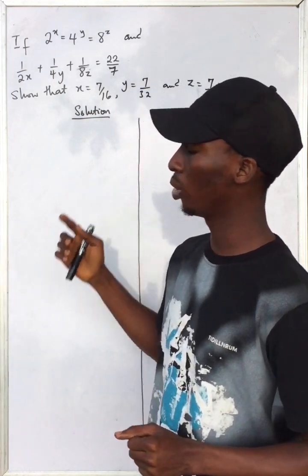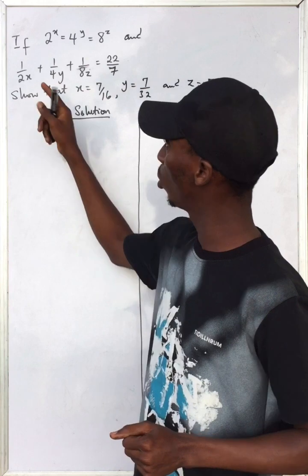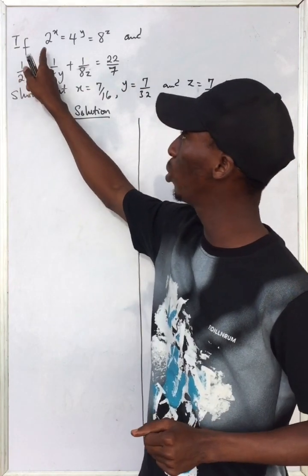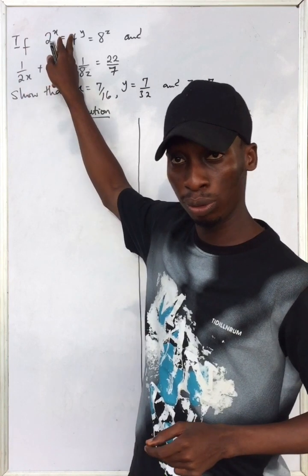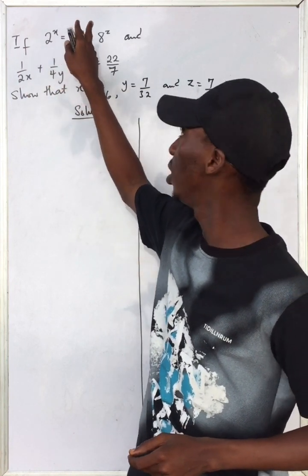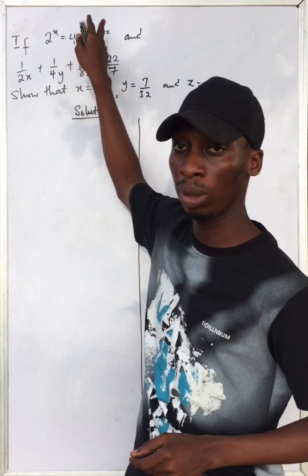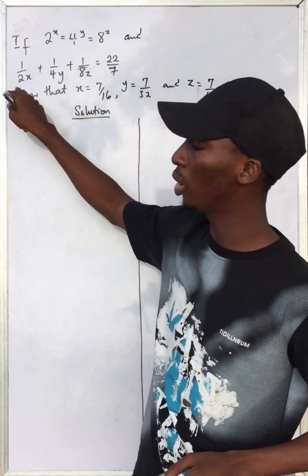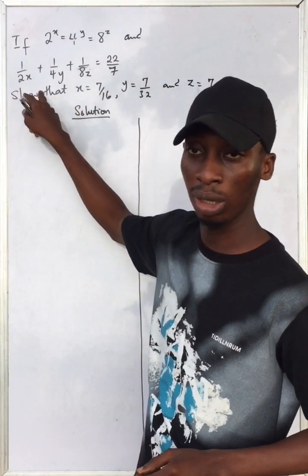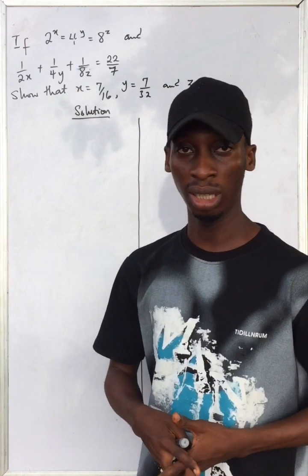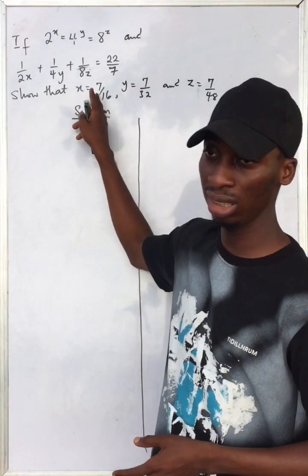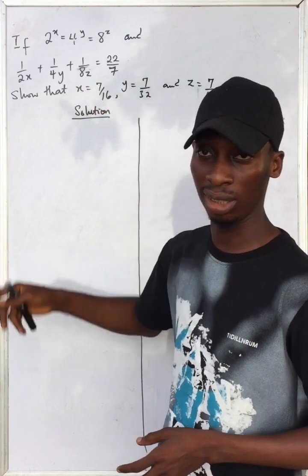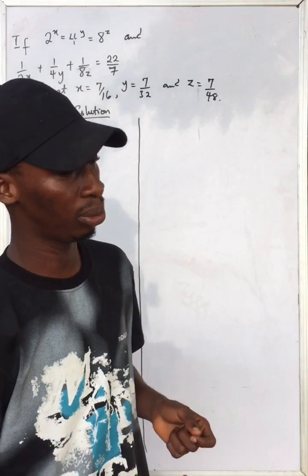So we have the question already on the board. We are told that if 2 raised to the power of x is equal to 4 raised to the power y, and is the same thing as 8 raised to the power z, and 1 over 2x plus 1 over 4y plus 1 over 8z is equal to 22 over 7, show that x is this, y is this, and z is this. Now let's see how we go about solving that problem.